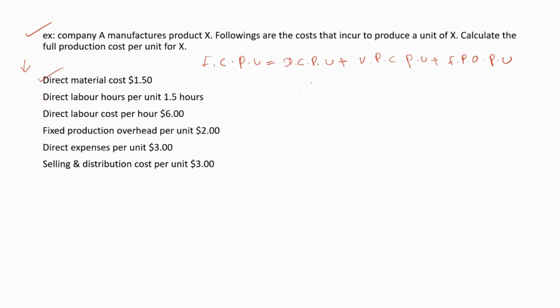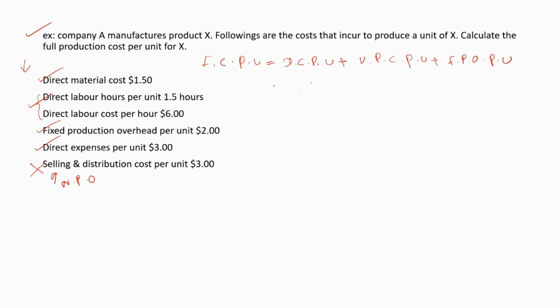This is relevant. Direct labor hours per unit, and they have given the direct labor cost per hour. So this is relevant. Fixed production overhead cost per unit. This is relevant. Direct expenses. This is also relevant. Selling and distribution cost per unit. This is not relevant because this is a non-production overhead. We do not consider non-production overheads under full costing.